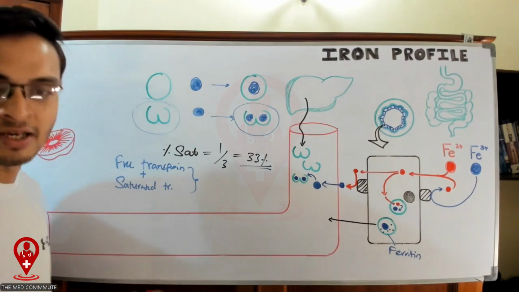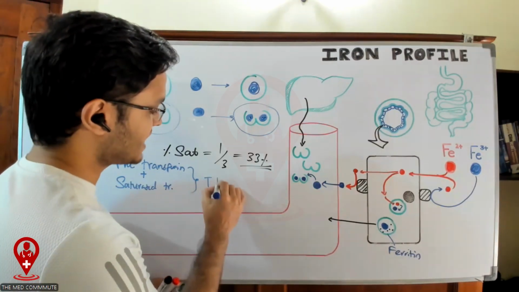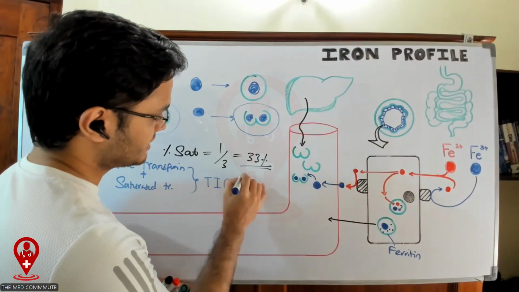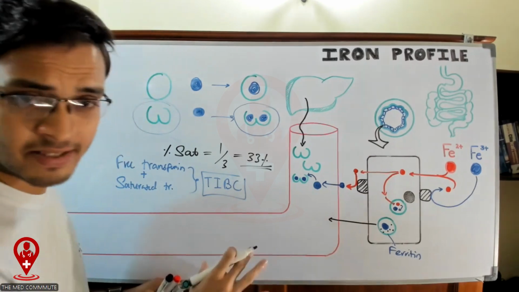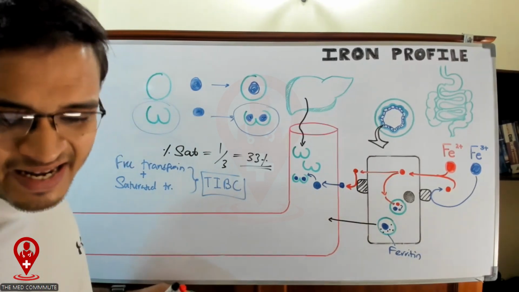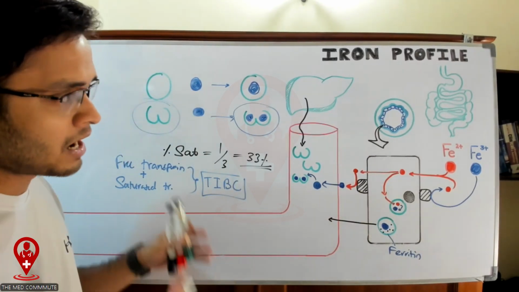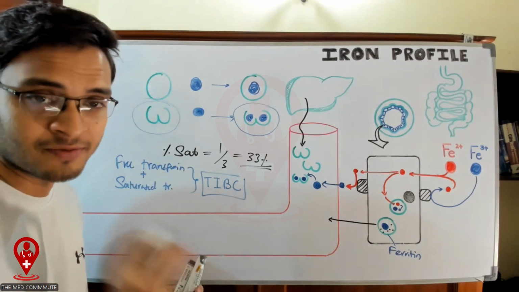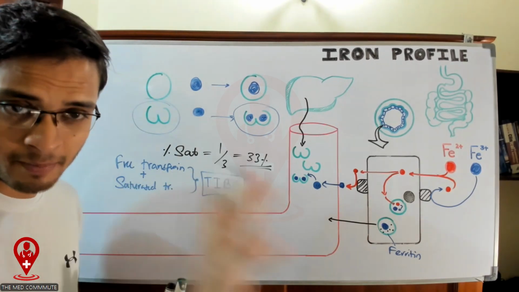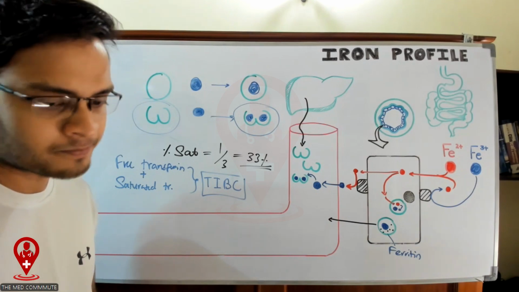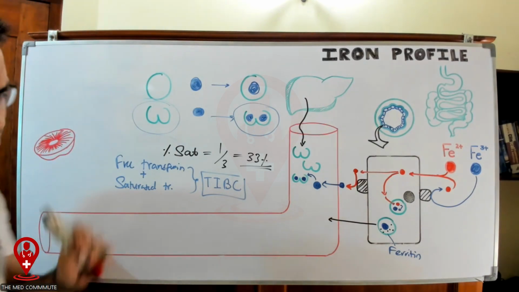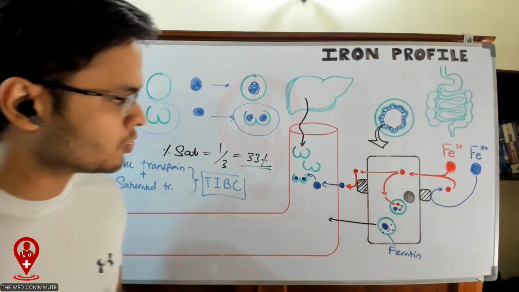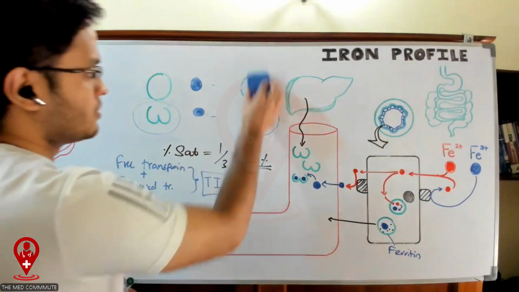These two together, guys, we call the TIBC, total iron binding capacity. So what does this indicate, guys? This indicates how much iron can be bound to the transferrin in our body. I will give a better example in a little bit.